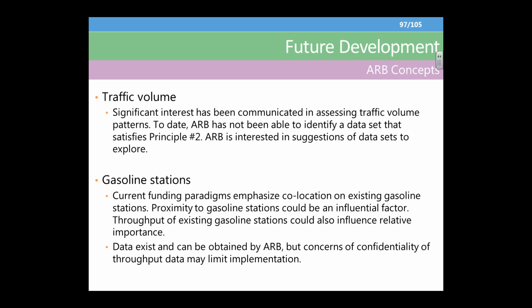And of course, the current funding paradigm is to co-locate at existing stations predominantly. It's open for greenfield, but predominantly we get those applications. So that data does exist, and it can be obtained by ARB, but so far, as we understand it, there are concerns of confidentiality of throughput data being published for the public view. And so since CHIT is meant to be a public tool, we might be able to find ways to aggregate and incorporate that data in a form that wouldn't compromise any businesses' confidential information. But right now, we have not pursued that yet.